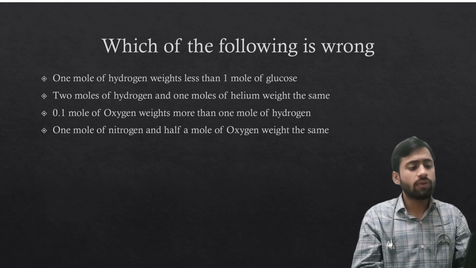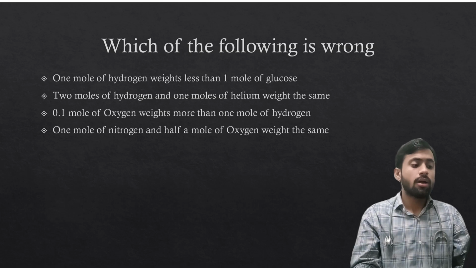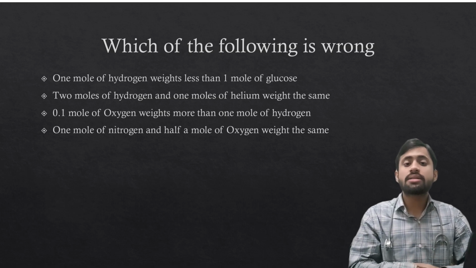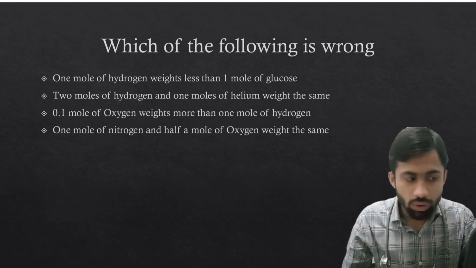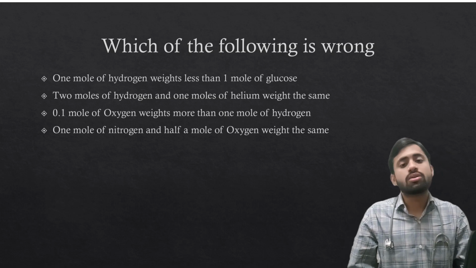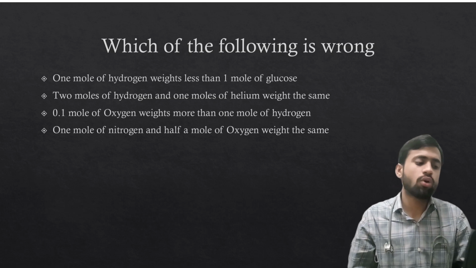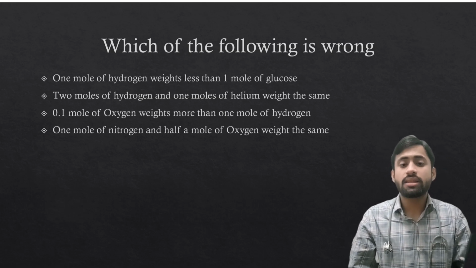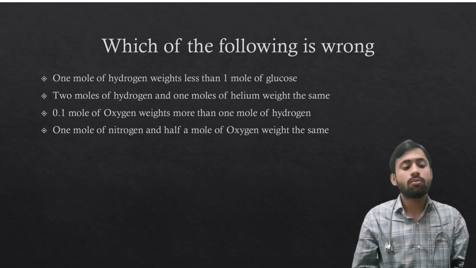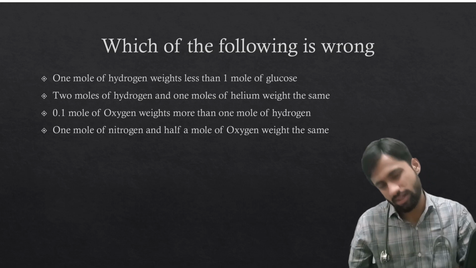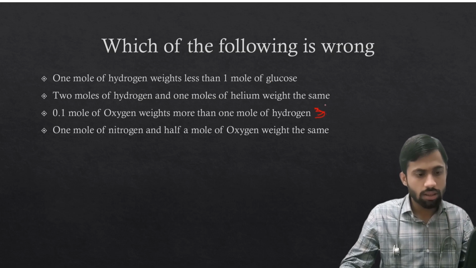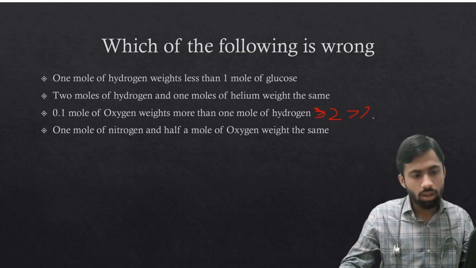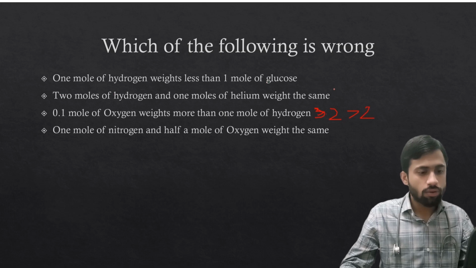0.1 mole of oxygen weighs more than 1 mole of hydrogen. So 1 mole of oxygen weighs 32 grams, so 0.1 mole of oxygen will weigh 3.2 grams, while 1 mole of hydrogen weighs only 2 grams. So 0.1 mole of oxygen, basically 3.2 grams, weighs more than 2 grams of hydrogen. Yeah, that's correct, 3.2 is greater than 2. So 2 moles of hydrogen means 4 grams is equal to 4 grams of helium.